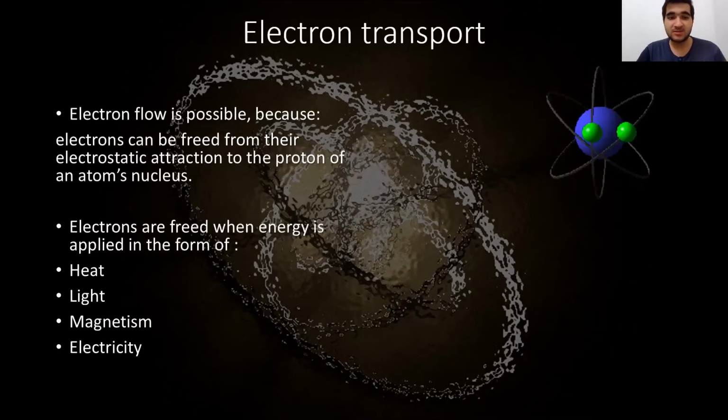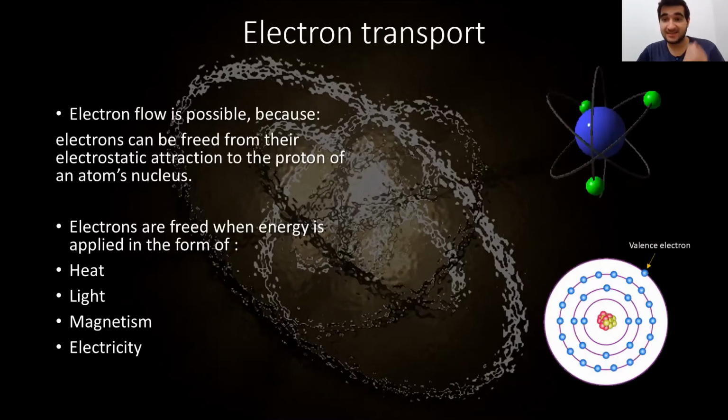And that is actually something called a valence electron, as you can see in the bottom right corner there. So how can this electron be freed? Well, there are multiple ways. If we add an amount of energy to it, this electron can actually be excited enough to be free.